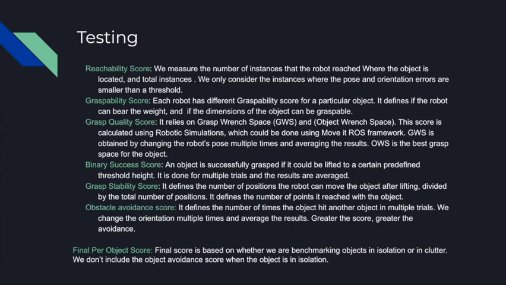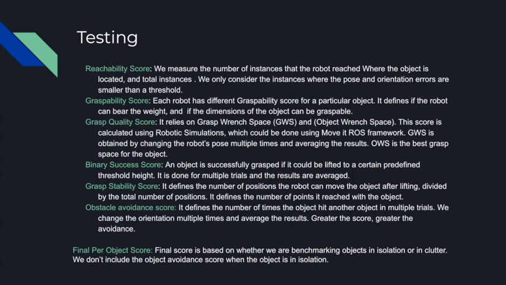Graspability score. Each robot has a different graspability score for a particular object. It defines if the robot can bear the weight and if the dimensions of the object can be grasped. Grasp quality score. It relies on grasp wrench space and object wrench space. The score is calculated using robotic simulations, which could be done using the MoveIt ROS framework. GWS is obtained by changing the robot's pose multiple times and averaging the results. OWS is the best grasp space for the object.